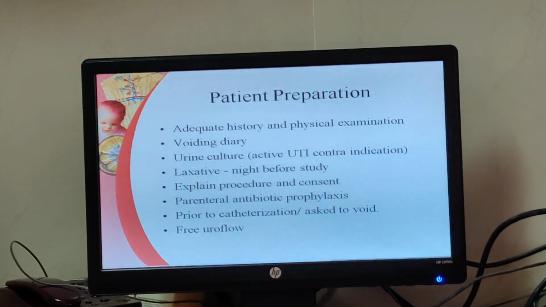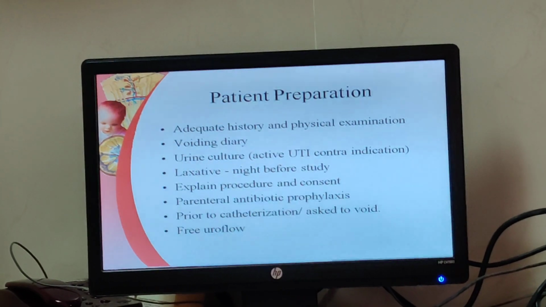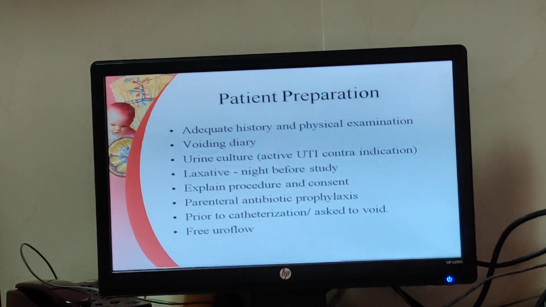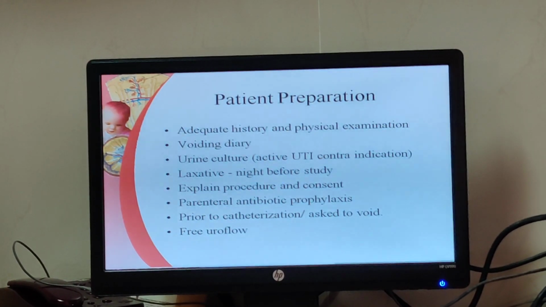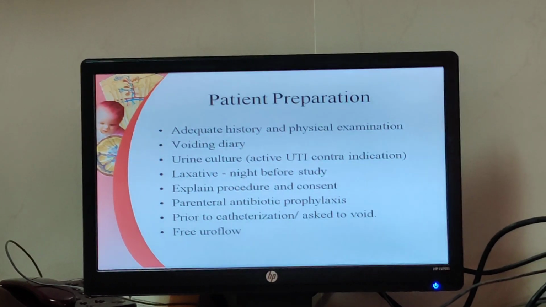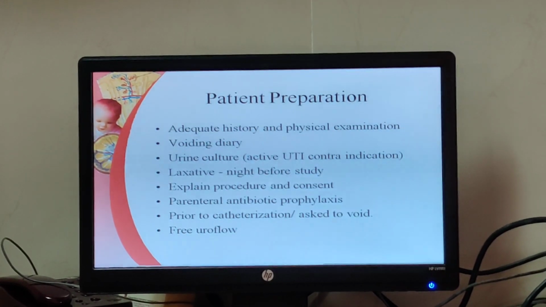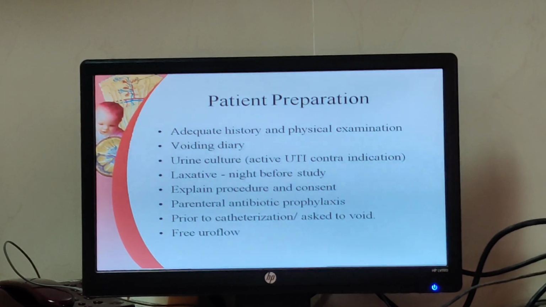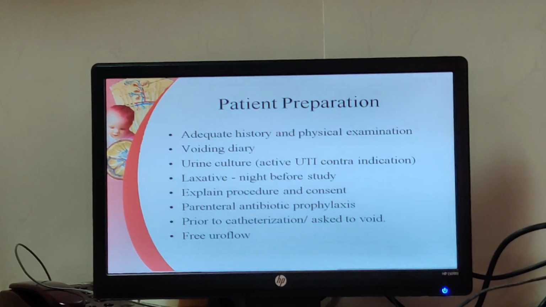So patient preparation is very important. An adequate history and physical examination should be taken. The voiding history and voiding diary are important. The patient should have a sterile urine culture. Laxatives have to be given the night before, and if necessary an enema has to be given on the day of the procedure, because a loaded rectum does not give a proper study. You have to explain the procedure and get an informed consent.